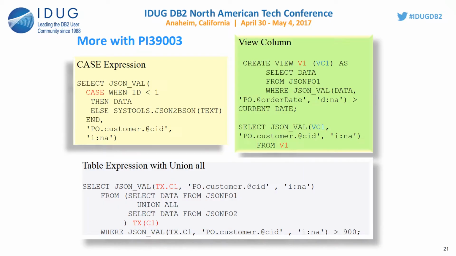Okay, you can use a CASE expression. For example, SELECT JSON_VAR, using a CASE statement here. When the ID is less than one, we use this one, else we call the other function. Another example: you can create a view on top of this base table. So you can create view v1 with column vc1, selecting from this table, and then you can use the view column directly as the first parameter.